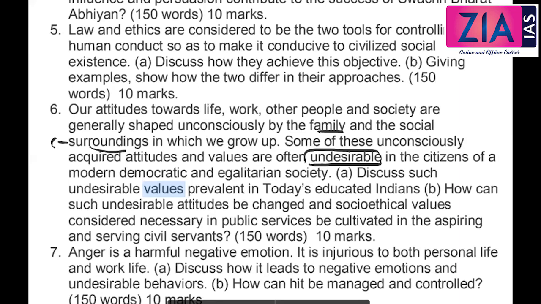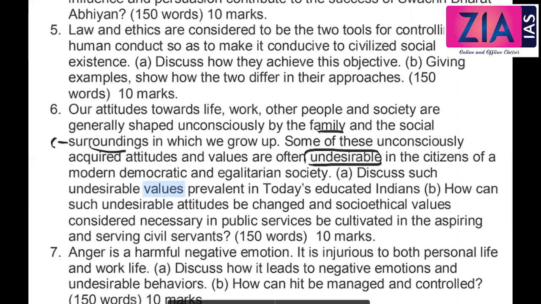See, till now, if you remember, we were talking about what are the various desirable values, what are the good virtues, what are the foundational values of civil servants, right? But here they are asking you about undesirable ones. So what is not desirable? Like stealing, telling lies, right? And this materialistic conception of society, objectification of women, whatever is not good you can write here.